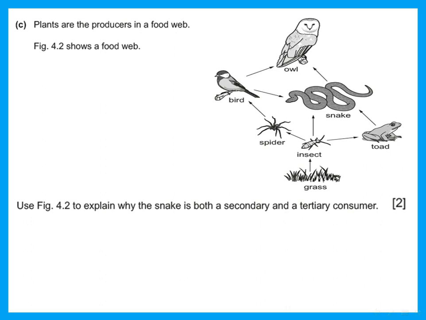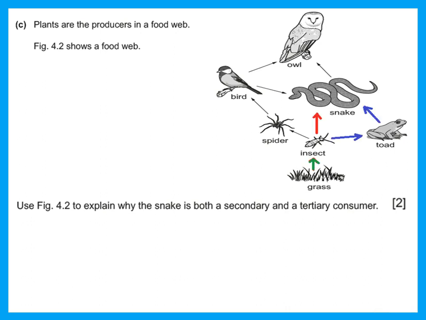Plants are producers in a food web. This figure shows a food web. Use figure 4.2 to explain why the snake is both secondary and tertiary consumer. Can you see where the snake is? Okay. The snake can feed in two food chains. It can either feed from grass to insect to snake, or grass to insect to toad to snake.